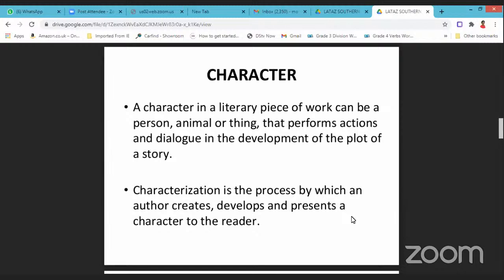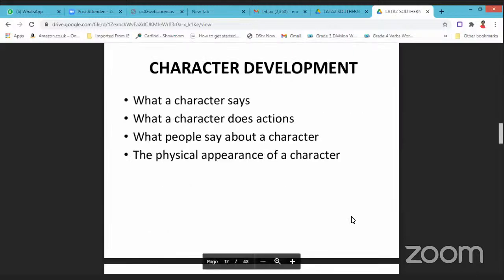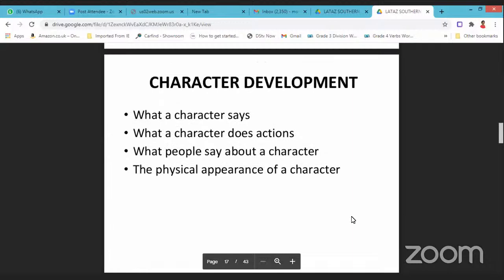Let us go to the next part. We see just how this developmental process takes place. So the author will look at the following. The author looks at what a character says, what a character does, his actions, what people say about a character, and the physical appearance of the character.